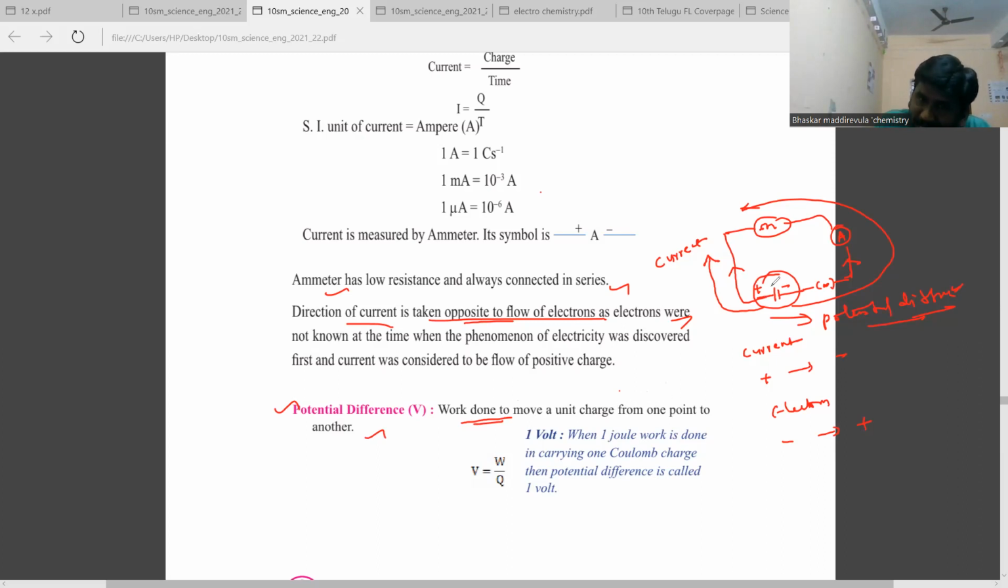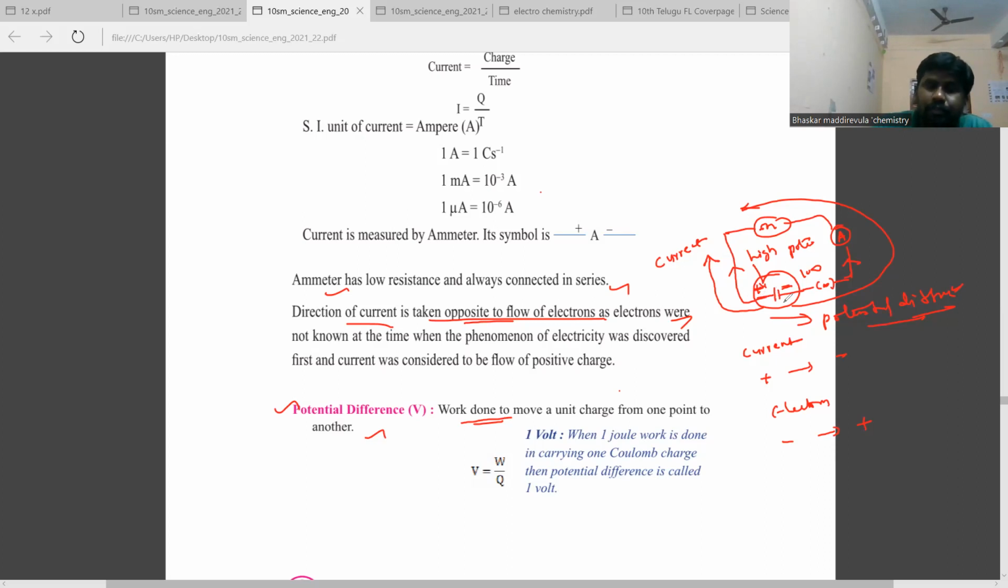Keep in mind, in a cell, the positive terminal is always at high potential and the negative terminal at low potential. That's why electricity always moves from high potential to low potential, that is, from positive to negative.